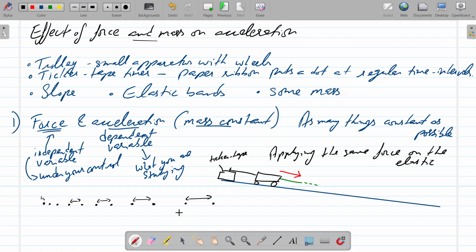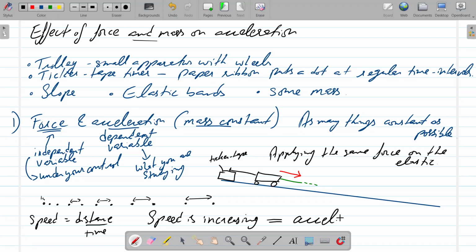And so speed is distance over time, we know that, or velocity. We know the time is 1 second. You can measure the distance and you can get the speed. And what we'll notice is that the speed, or in this case velocity, is actually increasing per unit time. That means that the trolley is accelerating. So when a force is applied on an object and it changes its velocity, that means acceleration is happening.